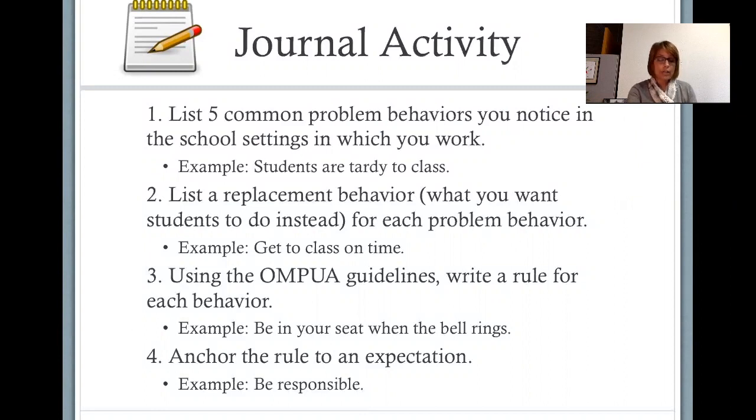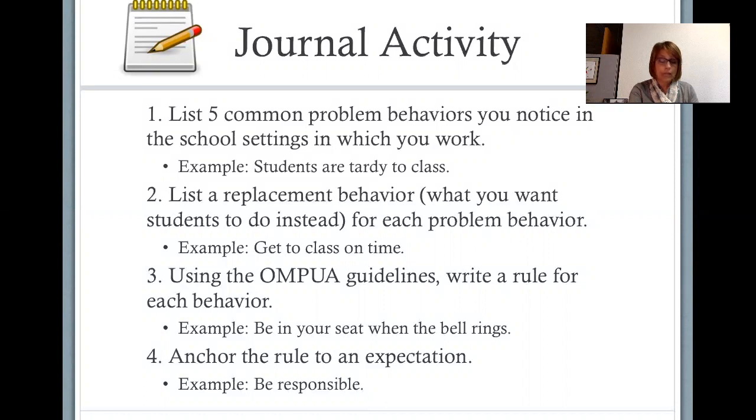This slide describes another journal activity that you will complete. Think of 5 problem behaviors that you commonly see or deal with in your school. For example, students are tardy to class. For each behavior, list a replacement behavior, what you want students to do instead. For example, instead of being tardy, we would want students to get to class on time.